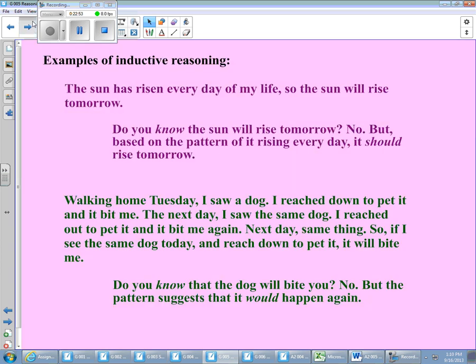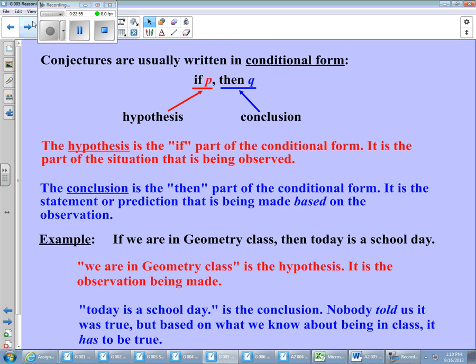Okay, we did some examples. Okay, we saw conditional form for the first time. Conditional form says if P, then Q. Okay, where P, the information about P, is the hypothesis. This is the observation, the thing that we are noticing. Okay, and then Q is your conclusion. That is your prediction or your summary that you are stating based upon your observation.